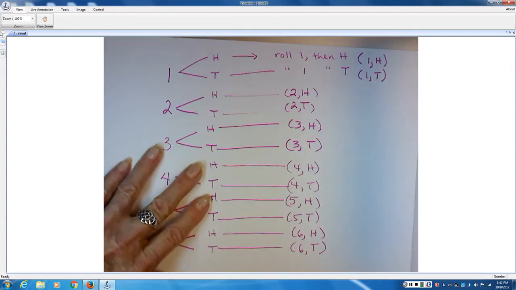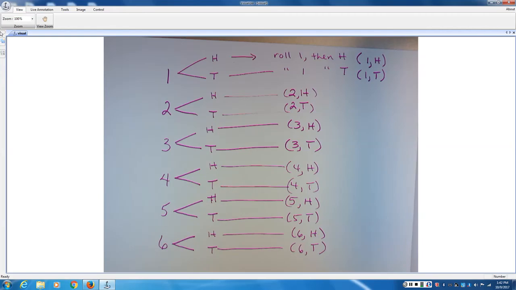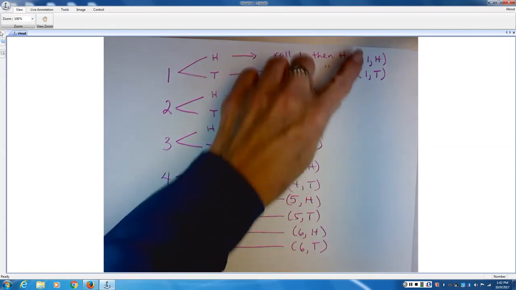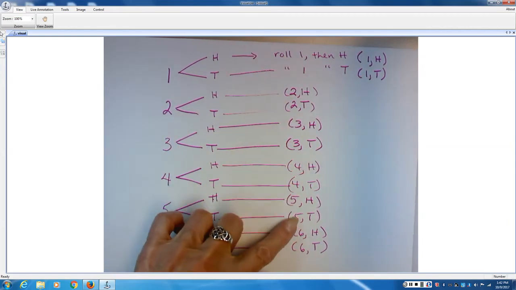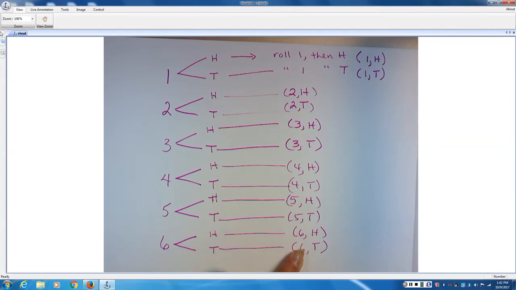And I could use this to actually figure out the probability for any of these events, because there's 1, 2, 3, 4, 5, 6, 7, 8, 9, 10, 11, 12. And as long as my coin's fair and my die's fair, those 12 different possible outcomes occur about 1/12 of the time. Each one has the same probability.